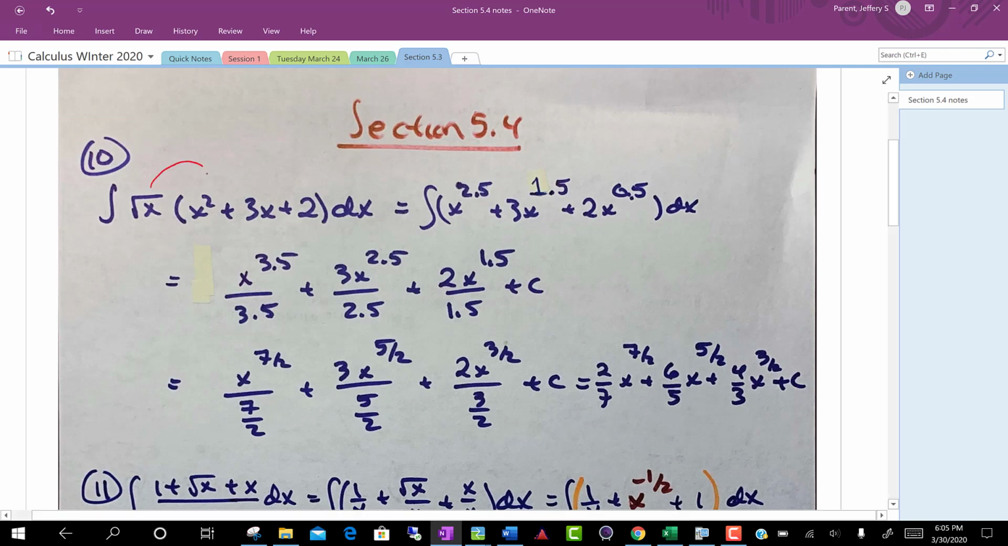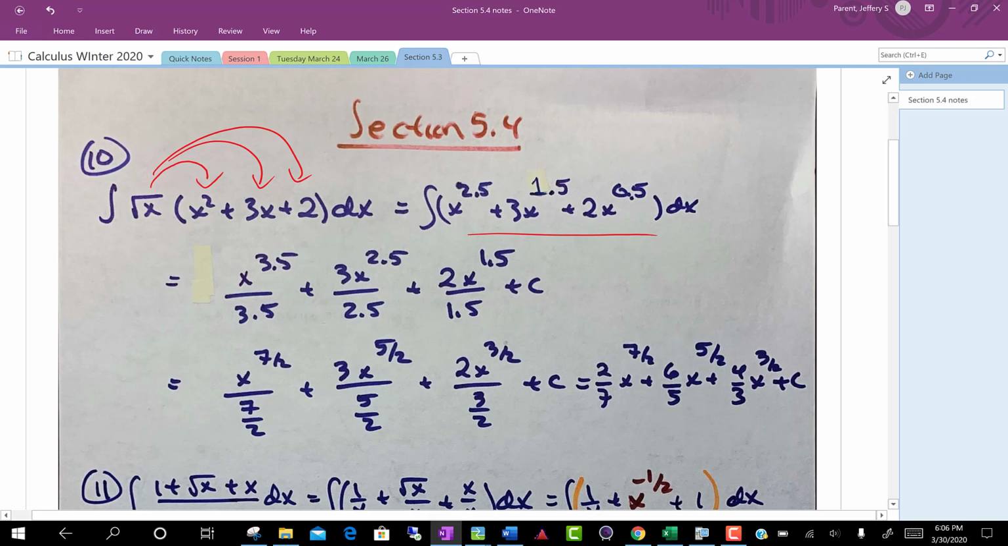And in this case, I'm going to treat that x to the square root of x as x to the 1/2, and it has to distribute itself to all three of these terms here. So when I add 1/2 to these exponents, I get this expression over here to the right. Now, integrating is the opposite of differentiating, so what you're going to do is add 1 to the exponent and divide by that same exponent.